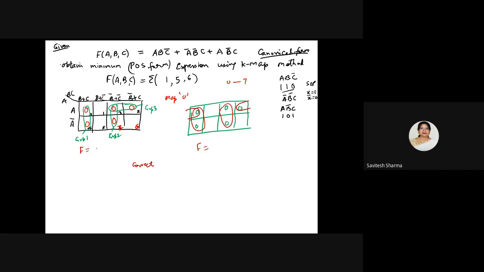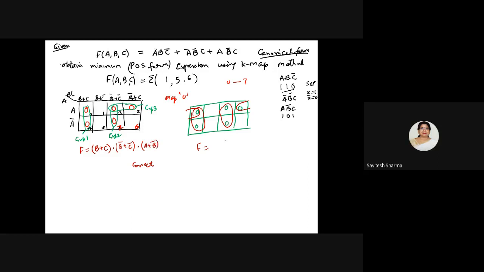What is it? For group 1, please tell me. B plus C. B plus C is common. Okay. Group 2: B complement plus C complement. Next, group 3: A plus B complement. A plus B complement. Okay.